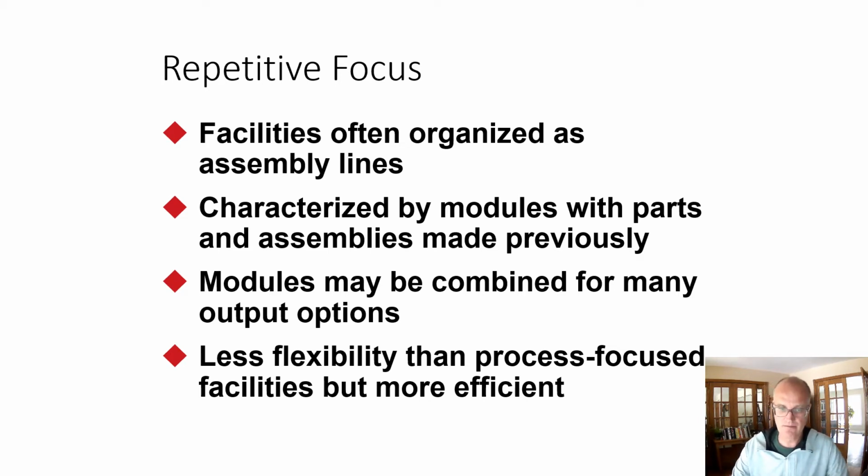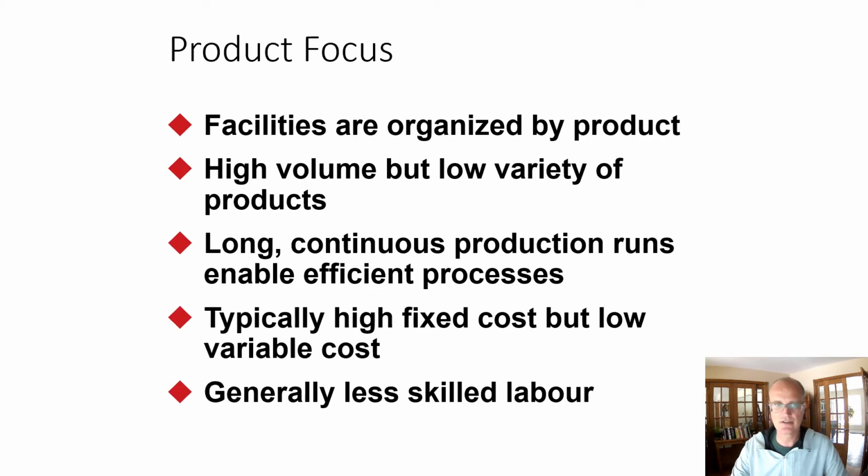So we're repeating similar activities, but we might not be doing the exact same one every time. This is less flexible than process focused, but it is more efficient because you have that flow of products through. So it is more efficient than process focus, and we'll talk about product focus in a second, and it is more flexible than the product focus type. Product focus, facilities are organized to output the same product, so high volume but low variety.